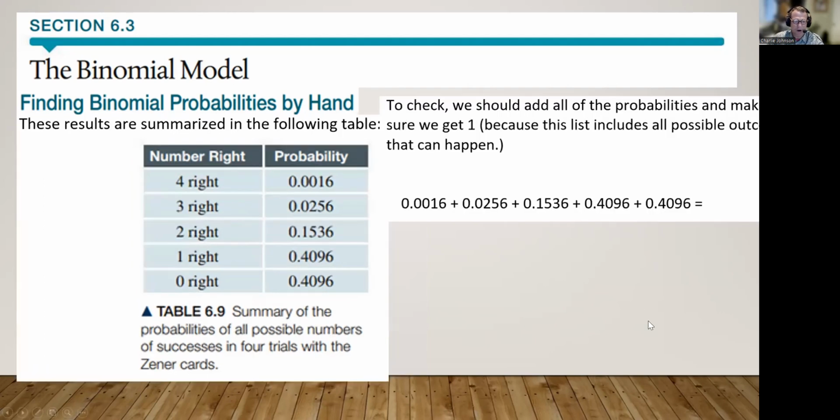Now, because this contains all of the cases, when we add all of those numbers up, it should be 1 because it consists of all of those probabilities. And so when we add all those up, we should get 1. And so we should always check that.